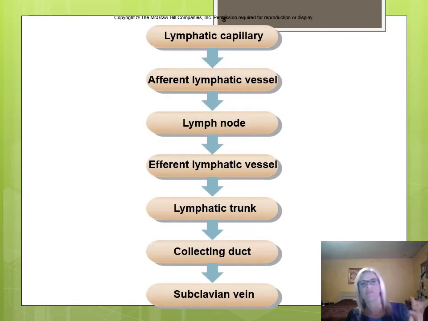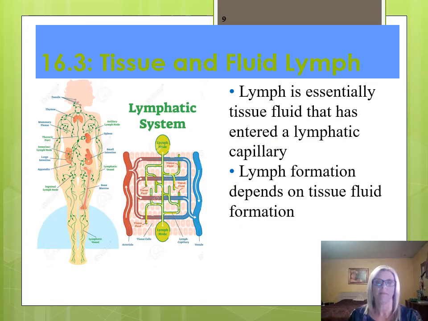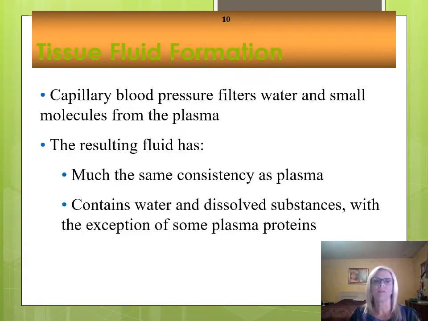This shows the path of drainage, and basically everything drains back to the subclavian vein eventually, okay? This is true for both the right and left side. So what is lymph? Well, lymph is really just tissue fluid that has entered a lymphatic capillary. Formation of lymph depends on the fluids that are coming from the tissue. You can think of lymph as basically plasma.